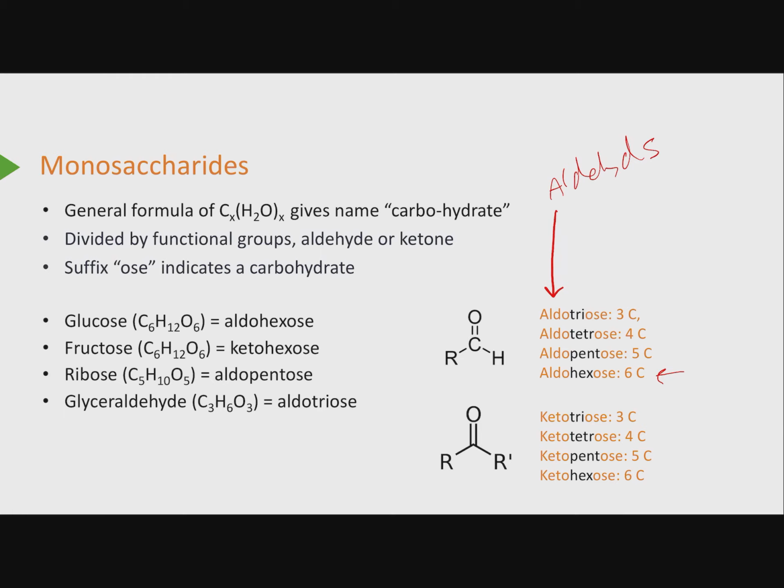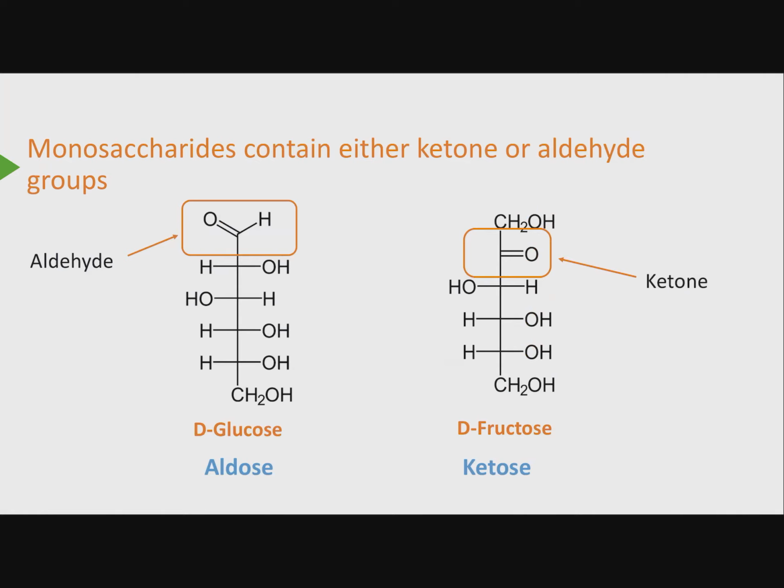Oops, jump back real quick. Aldotriose example, glyceraldehyde. We're going to talk about that molecule in glucose metabolism. Okay, so monosaccharides will either contain the ketone or the aldehyde group.